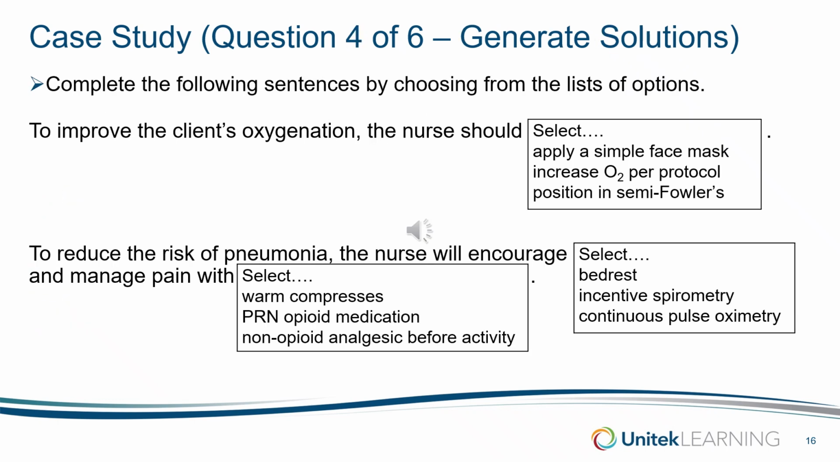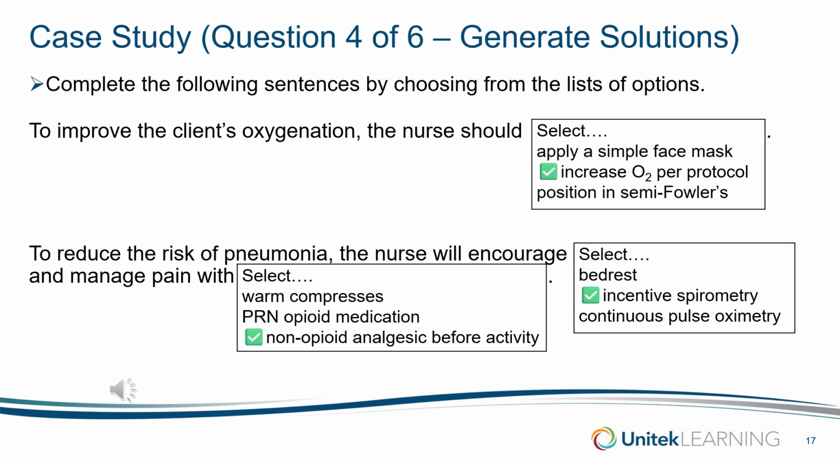The next step in the clinical judgment model is to generate solutions. Here we must ask ourselves what actions will help with the problems that we have identified. Here we must complete the following sentence by choosing from the list of options. You need to decide what will help to improve the client's oxygenation and what things will reduce the risk of pneumonia. You may pause the recording to determine your answers.